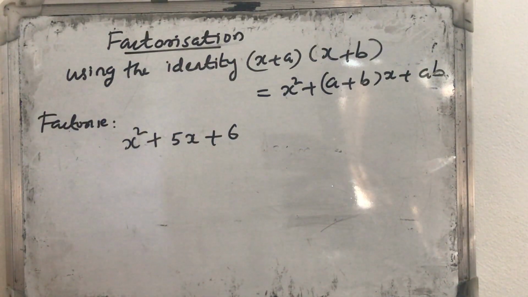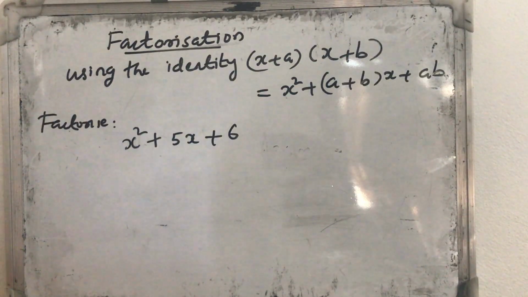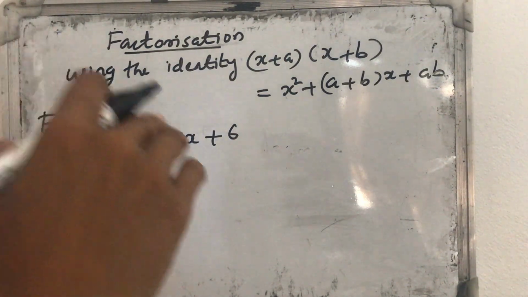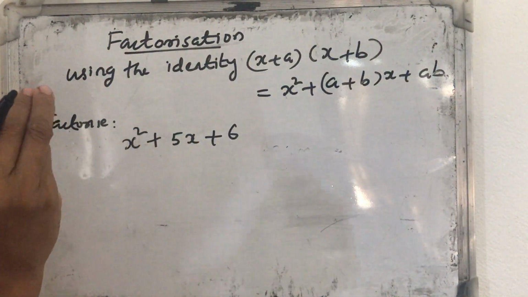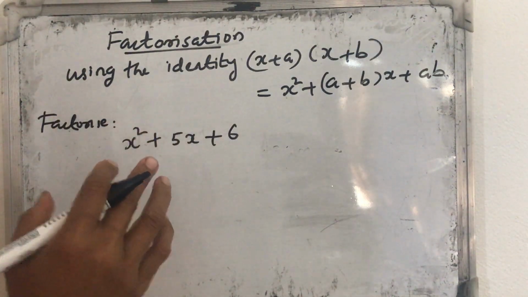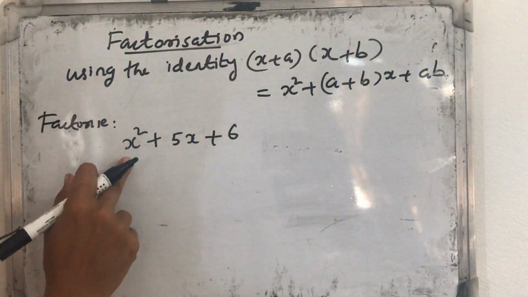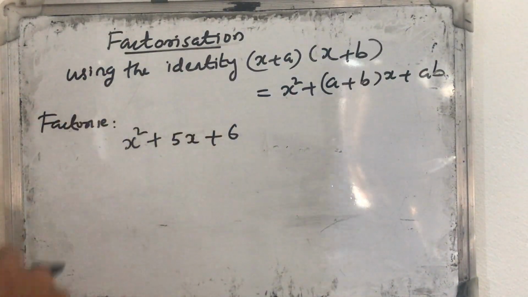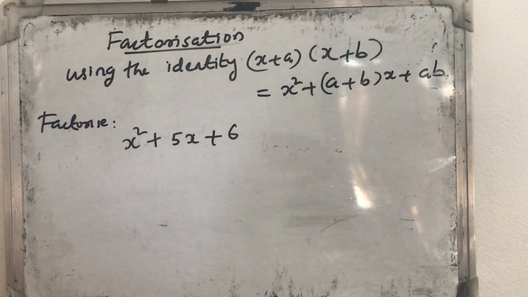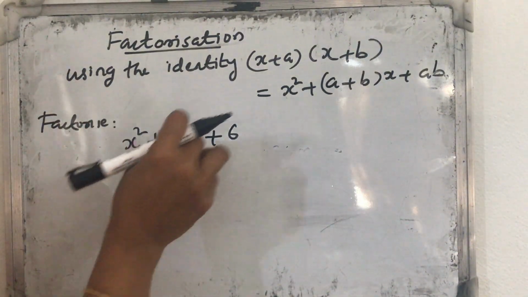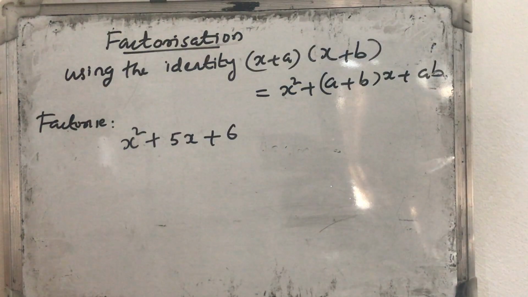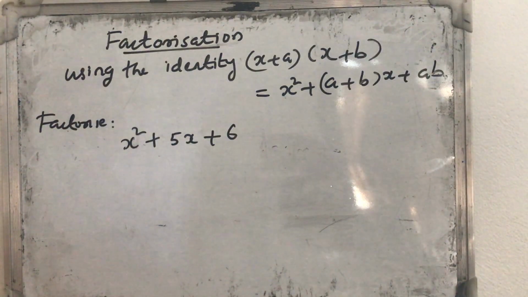Now we think about the identities. First, the standard identities. For a standard identity there will be three terms, and here also there are three terms, but the first and third terms should be square numbers. Here the first term is a square, but the third term is not a square number, so it is not possible to use the standard identity. In such situations we factorize using the identity (x + a)(x + b).